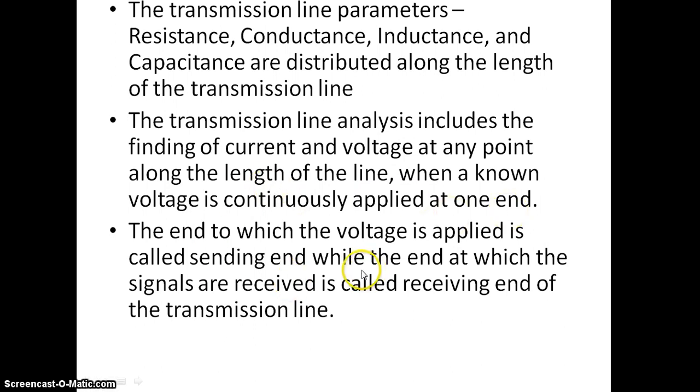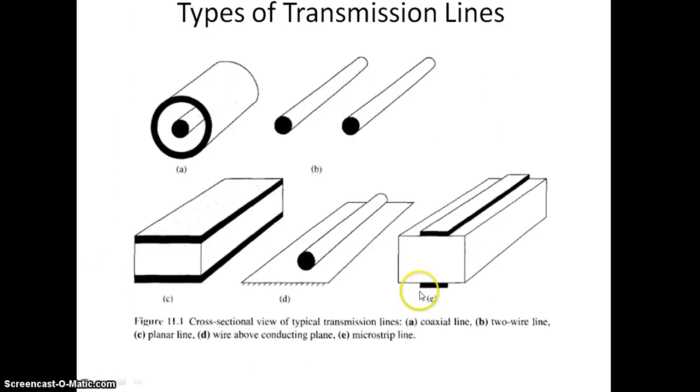The end to which the voltage is applied is called the sending end, and the end at which we are receiving the signals is called the receiving end of the transmission line. This figure shows the types of transmission line. A shows the coaxial line, B the two-wire line, C planar line, D wire above conducting plane, and E is the microstrip line.